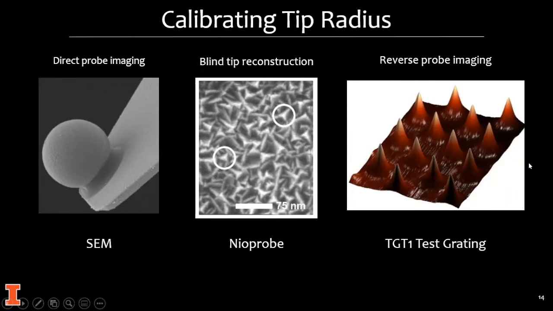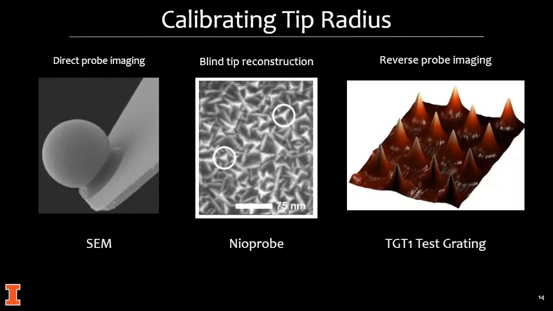The third method, which I think is the easiest one, is reverse probe imaging. You could use a grating such as this test grating here, which has a lot of tip-like spikes all over the surface. The way this works is you'll scan the surface, and instead of getting necessarily the image of your spike, if your tip is blunter than the spike, then you'll see the image of the tip.